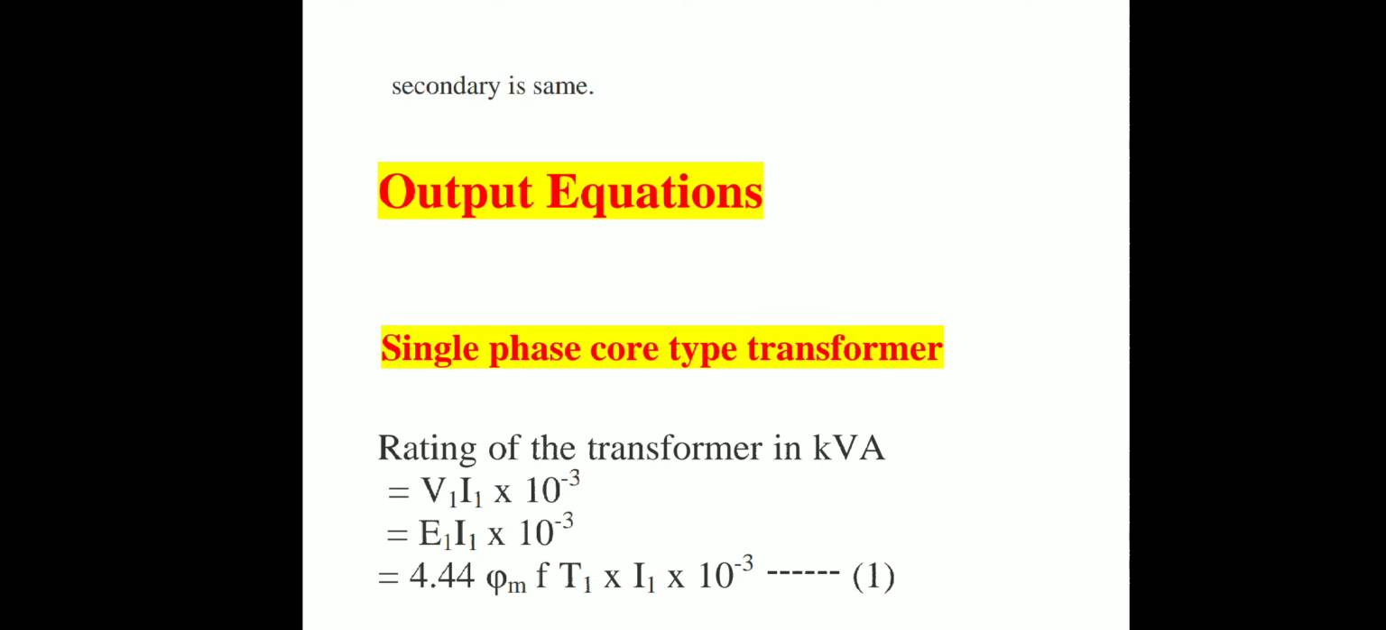We'll start with the single phase core type transformer. Rating of the transformer in kVA, which is known to every one of us, is given by V1 I1 into 10 raised to power minus 3, which can be written as E1 I1 into 10 raised to power minus 3, taking reference from the transformation ratios or equations. It can also be written by putting the value of E1 as 4.44 phi m F T1 into I1 into 10 raised to power minus 3. Call it equation number 1.